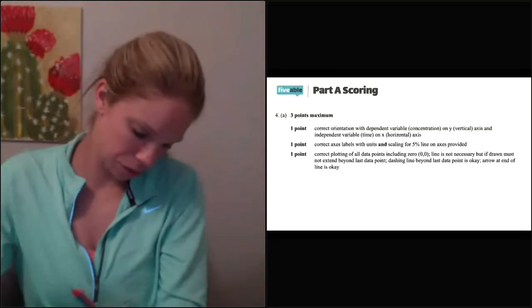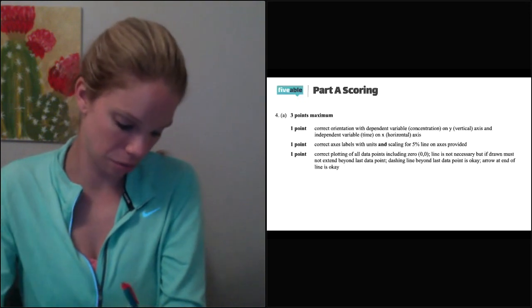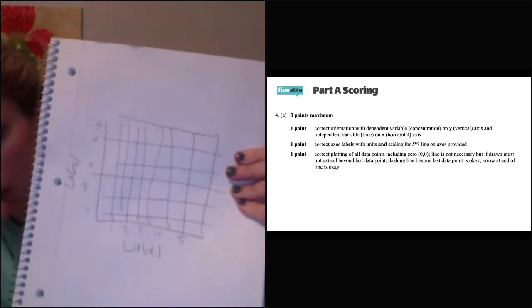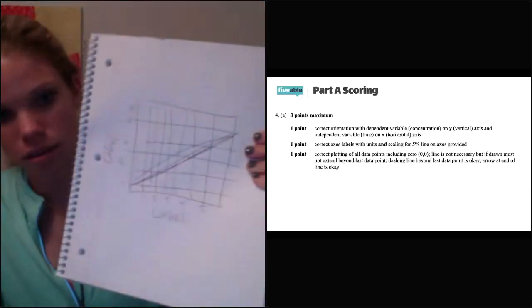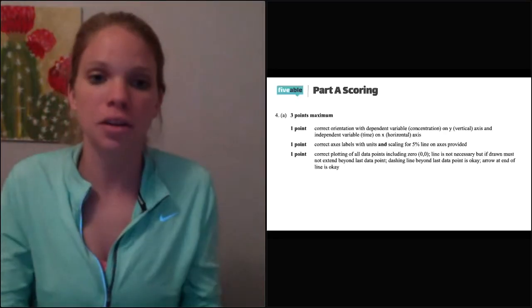Then you've got to do some units like 1, 2, 3, 4, 5 up here, and you've got to label with units on the side. And then you've got to draw what's actually happening. Is the line going up? Is the line going down? What's it doing? That's how you get 3 points.